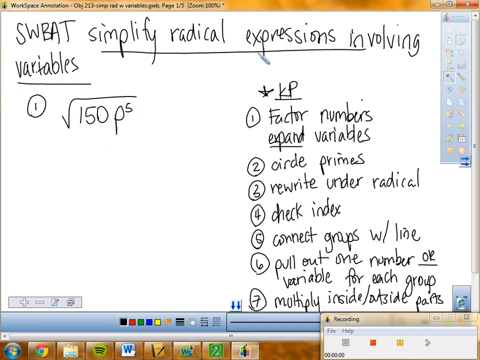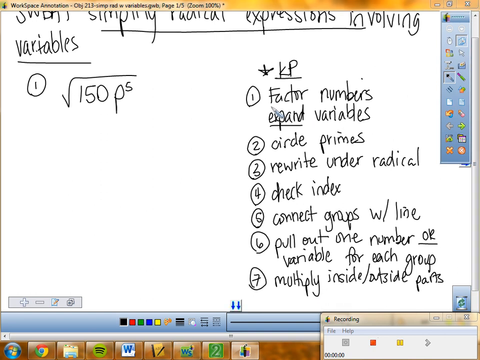So if we quickly look over our key points, we can see that step one is that we need to factor the numbers using a factor tree, which is what we were doing before. The addition is that we now need to expand our variables. So that's something we didn't see before. Then we're going to be circling our prime numbers, rewriting them under the radical, just as we did before, checking the index to see how many groups of numbers we need to be looking for.